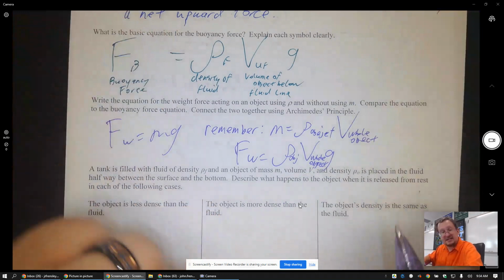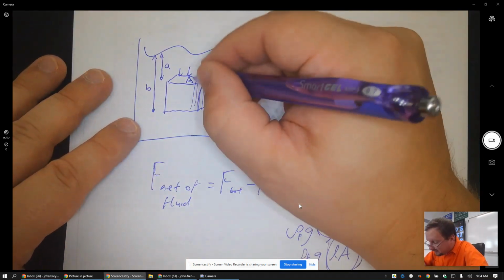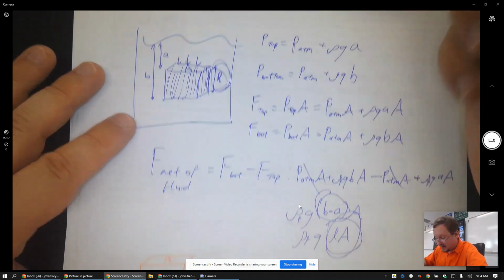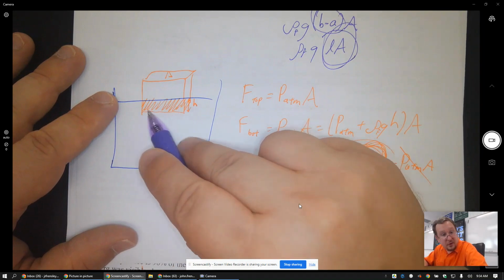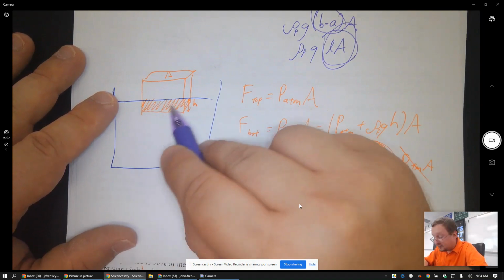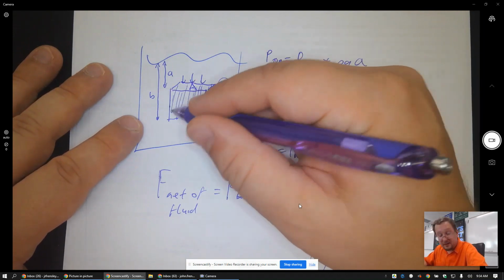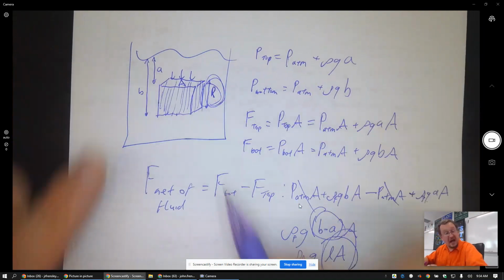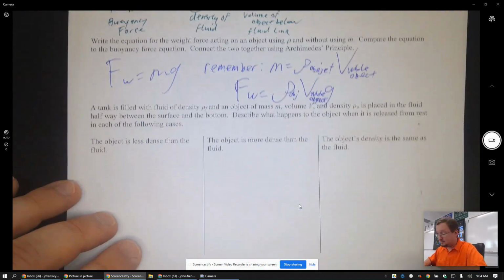What do you mean when you say displaced fluid? It's the fluid that would be in this volume if the object was not there. So the water that would fill up this orange volume, the weight of that water is the same as the buoyancy force. The weight of the water that would be filling in this space, but is not because the object is there instead, the weight of that water is the buoyancy force, and that is Archimedes' principle.